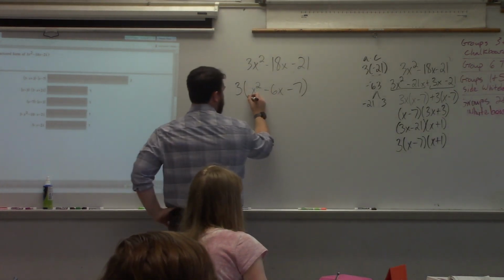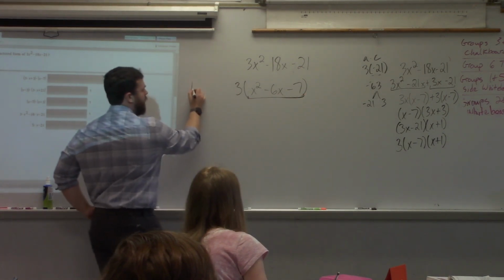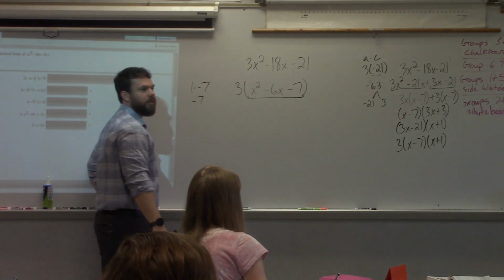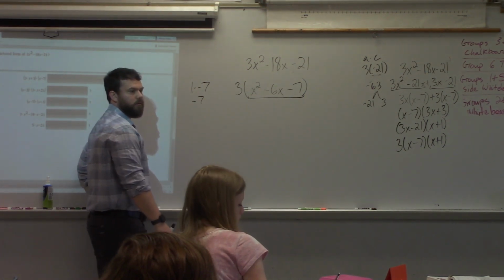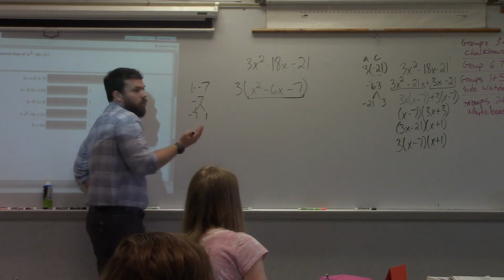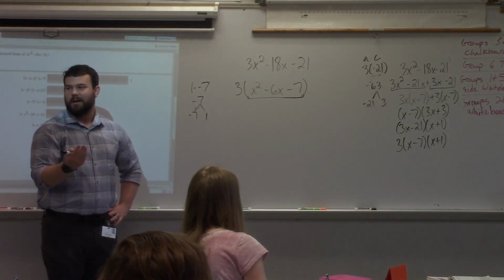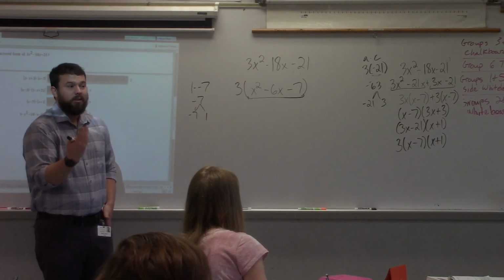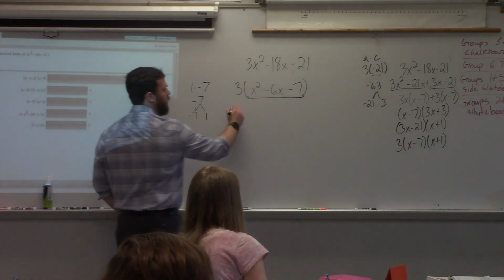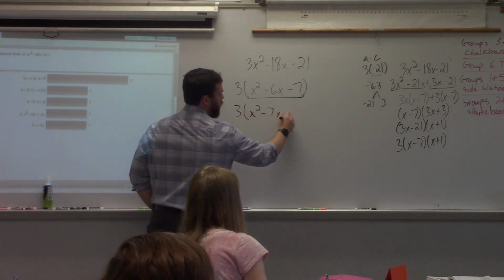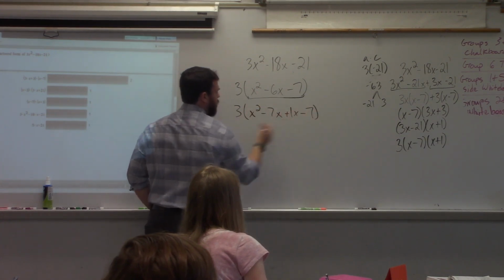If I had just done this one, a times c is negative 7. What factors in negative 7 add up to negative 6? Negative 7 plus 1, right? Those are the only factors of 7, right? 1 and 7, so that would be it. Notice that makes our job way easier. Anytime you can deal with smaller factors, your job becomes easier. And so, x squared minus 7x plus 1x minus 7.